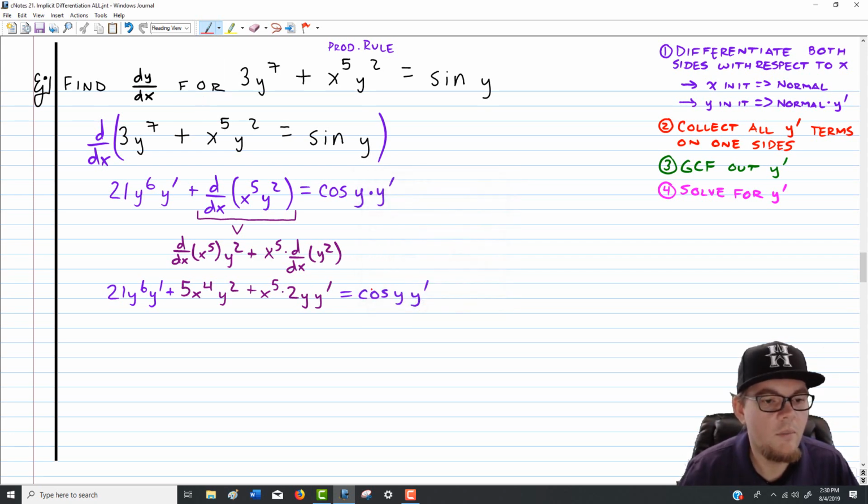So with that said, our next move is to get all the y primes on a single side. So a couple different ways to do that. I'm going to do this pretty quickly. So I'm going to leave the 5x to the 4th y squared on the left. Instead, I'm going to move everything else over to the right. And in fact, you'll start to see this move from me a lot in the problem set solutions.